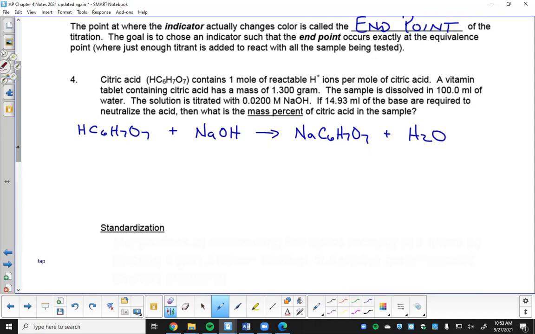I know some things about the citric acid. I know I have a 1.300 gram tablet. I also know that I want to find out how many grams of citric acid are in that tablet. So that's really what I'm solving for. And I've got 0.0200 molar of sodium hydroxide, and it took 14.93 milliliters with it. So I'm going to use my titrant, sodium hydroxide, of known concentration and volume to figure out the citric acid stuff.